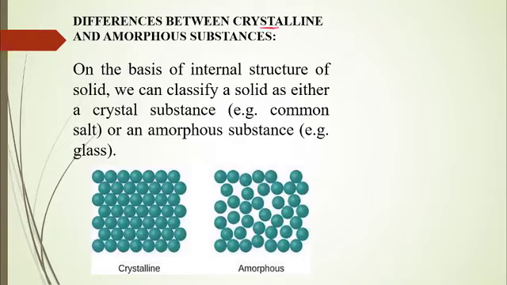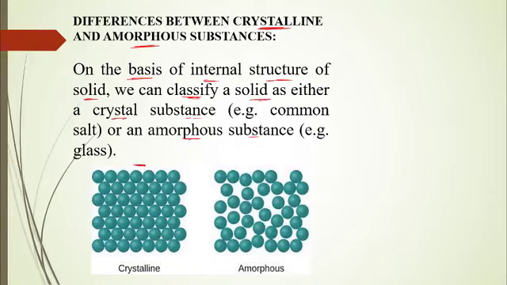At this point, let's talk about the differences between crystalline and amorphous substances. On the basis of the internal structure of a solid, it is actually possible for us to classify whether a solid is a crystal substance or whether it is an amorphous substance. When we talk about crystal substances, we mean substances that have definite shape. And then when we talk about amorphous substances, they are not so definite in shape. We call them shapeless.